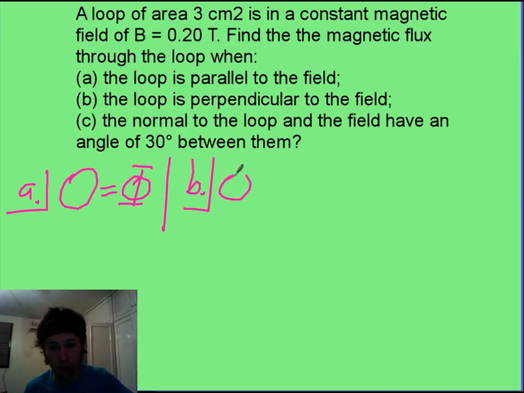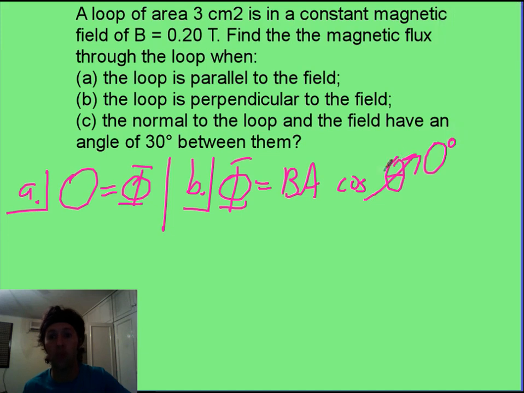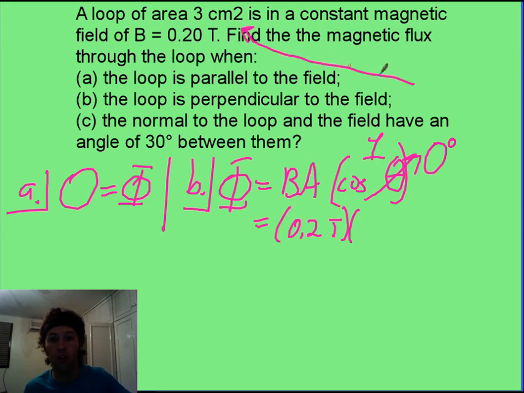And so our equation for flux is going to equal BA times the cosine of theta. In this case, theta is, let's say, 0 degrees. And so that's going to make this equal to 1. You fill in for B, that's going to be 0.2 Tesla. For your area, 3 square centimeters converted to meters is going to be 3 times 10 to the negative 4th square meters. I'll let you work through that conversion on your own. Just take my word for it for now.